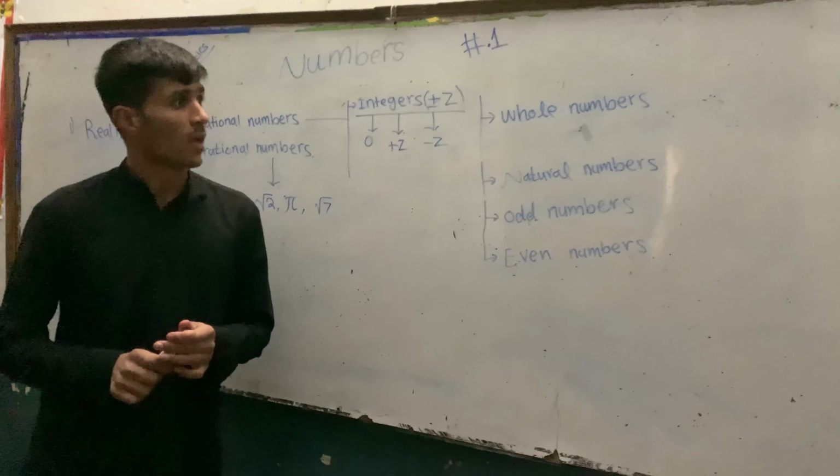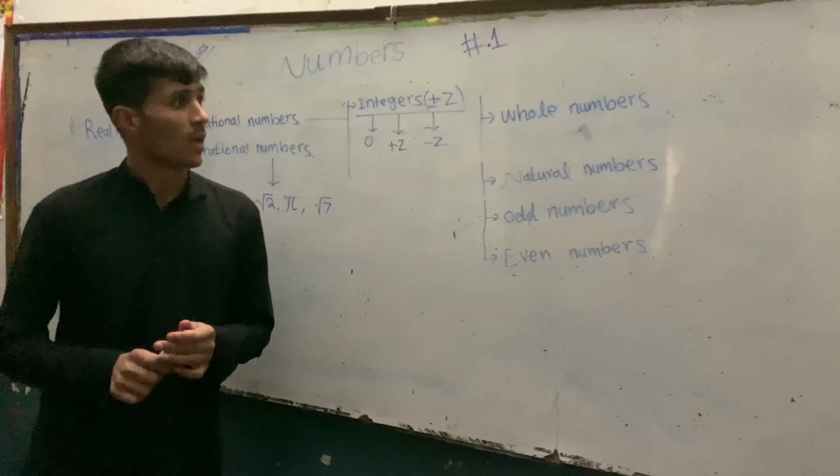Integers, the type of rational numbers. Then integers are further divided into 4 major types. The first one is the whole numbers. Whole numbers are those numbers which start from 0 and continue infinitely. The set of the whole numbers is denoted by capital W, okay? Capital W equals, pretend this is the set, starting from 0, 1, 2, 3, 4, and so on. Continued infinitely, okay?